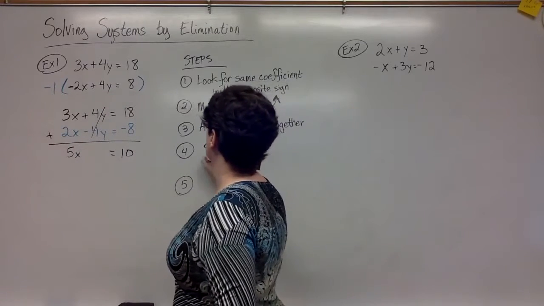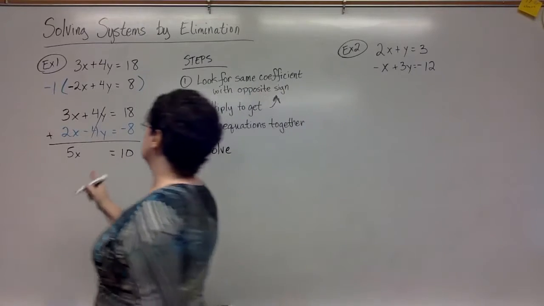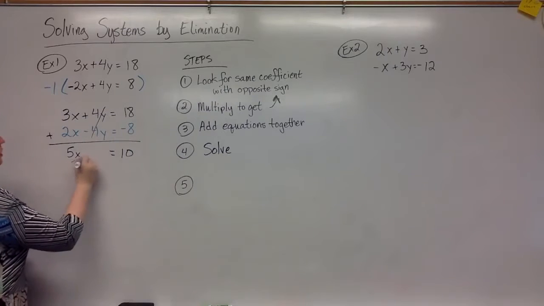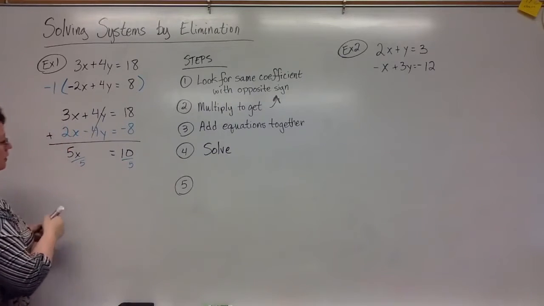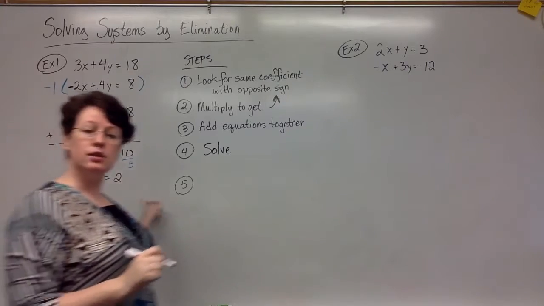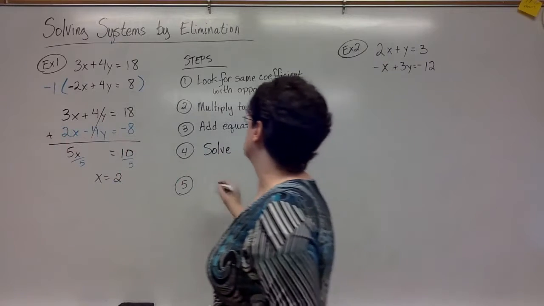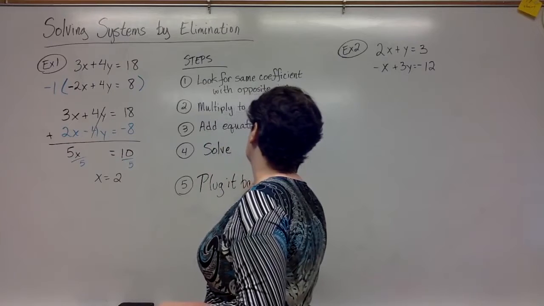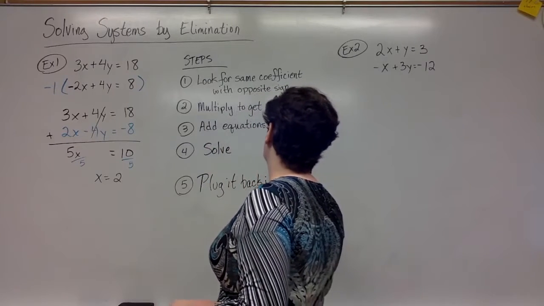We're on step 4. Now we're going to solve. We're going to solve for that variable. So when I solve for this, what do I have to do here? Yep, we're going to divide by 5. Both sides divide by 5. We divide by 5, we're going to get x equals 2. Okay? This is only half of the answer, just like it was with graphing, just like it was with substitution. So our last step is we have to plug it back in and find the other variable.